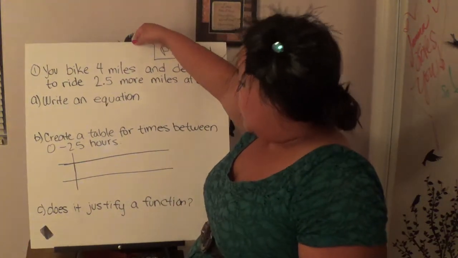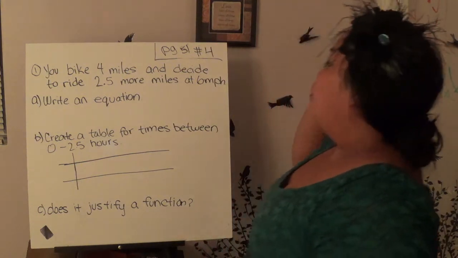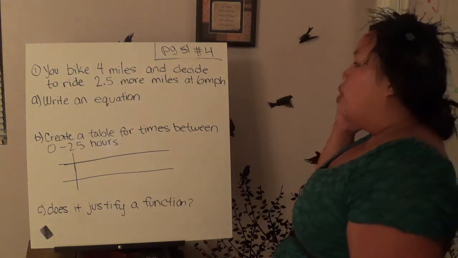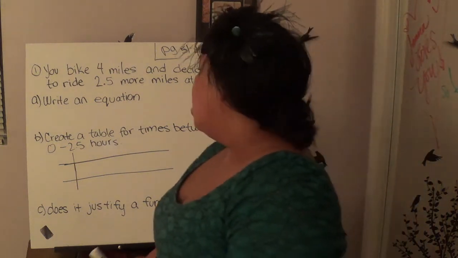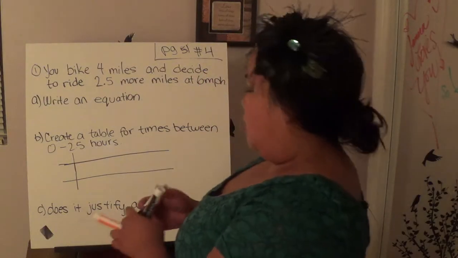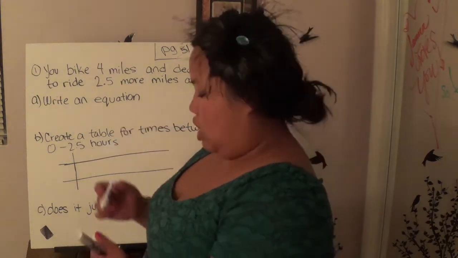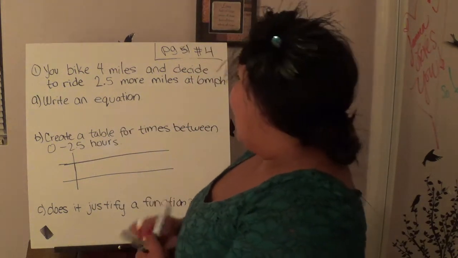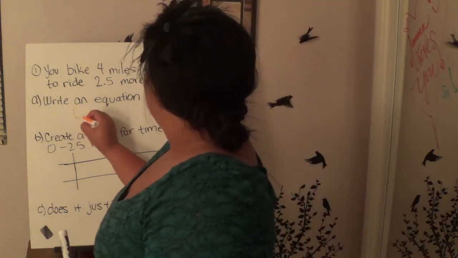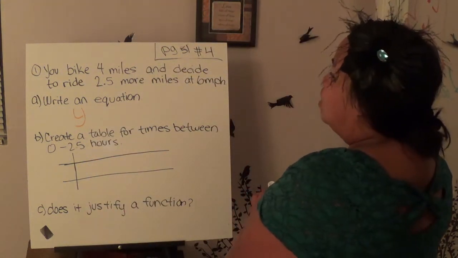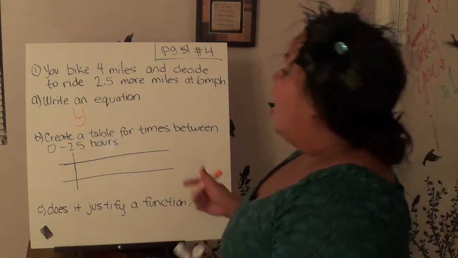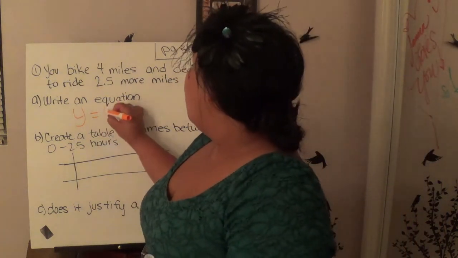So here in this question, it's saying, you bike 4 miles and decide to ride 2.5 miles at 6 miles per hour. Okay? So I'm creating an equation. My equation is y is going to tell me how many miles I've biked total. Okay, I've started with 4.